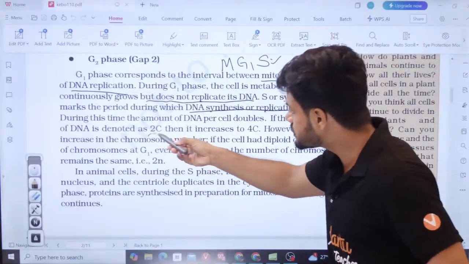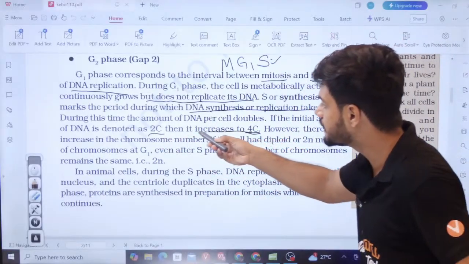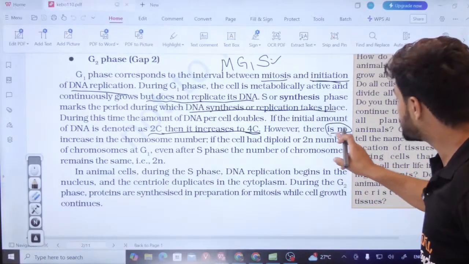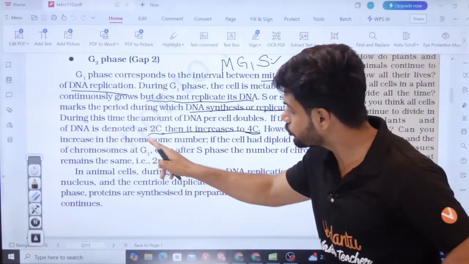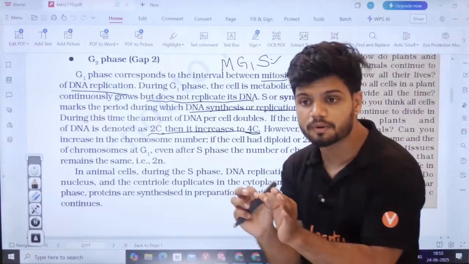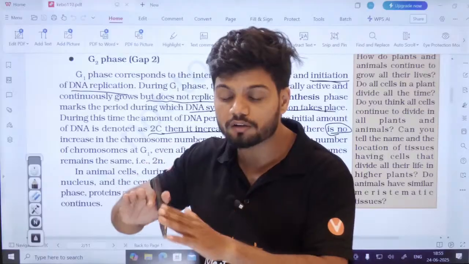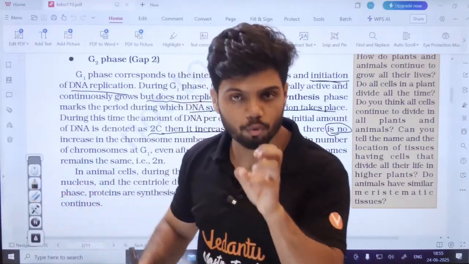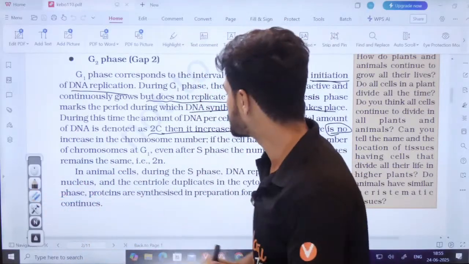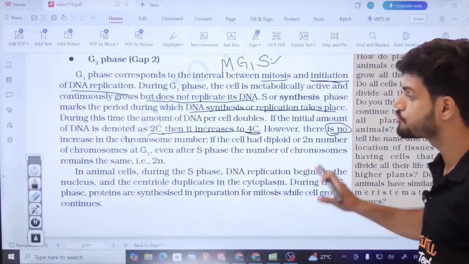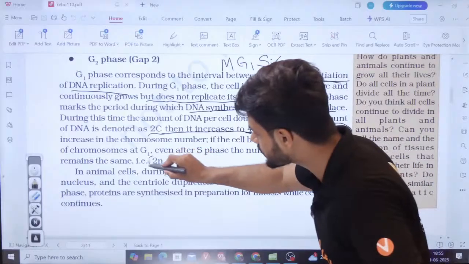So 2C to 4C, DNA content is increasing. However, very important line, there is no increase in chromosome number. Chromosome number will always remain the same, students. Even after S phase, the number of chromosomes remains the same, that is diploid itself here.